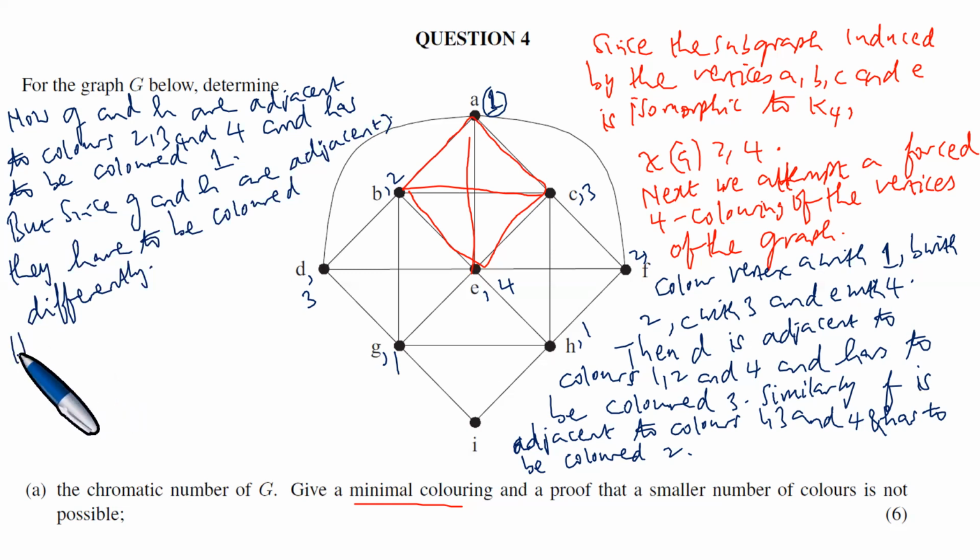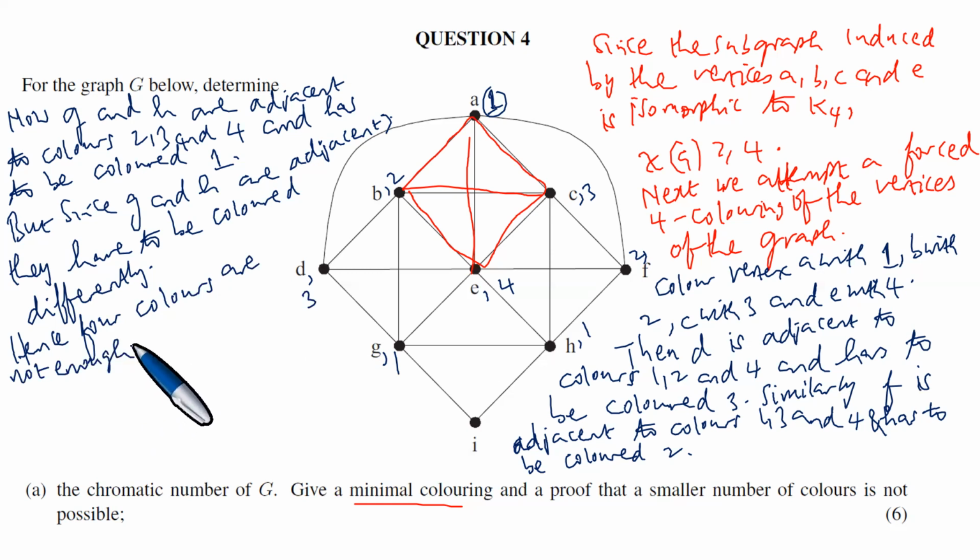Hence, 4 colors are not enough. And so chi of G, the chromatic number, must be at least 5. So we need 5. The 4 are not enough because they lead to problems here.